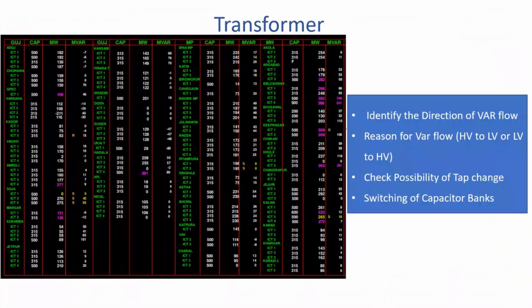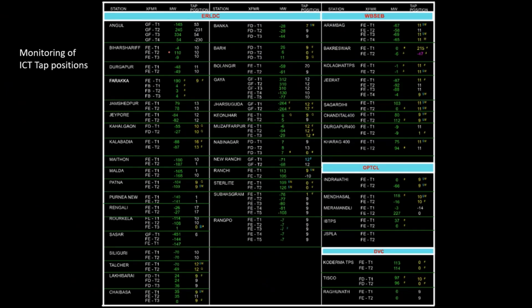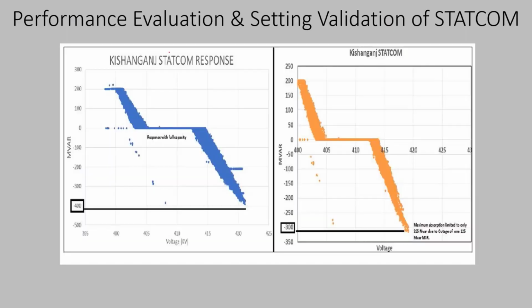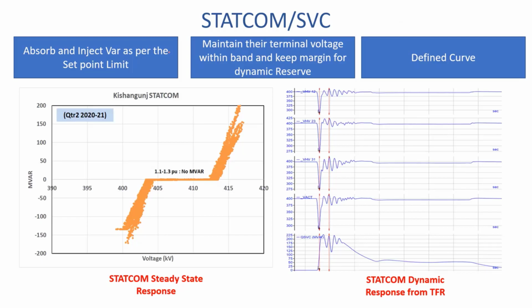Then FSC, TCSC, transformer tap: what position the transformer tap is at, and how much reactive power flow is being transferred. You can see that there is a very minimal reactive power flow through this transformer. But some transformers have very high reactive power flow going through them, so you need to reduce these reactive power flows. Then monitoring of ICT taps, STATCOM, SVC devices, dynamic devices.